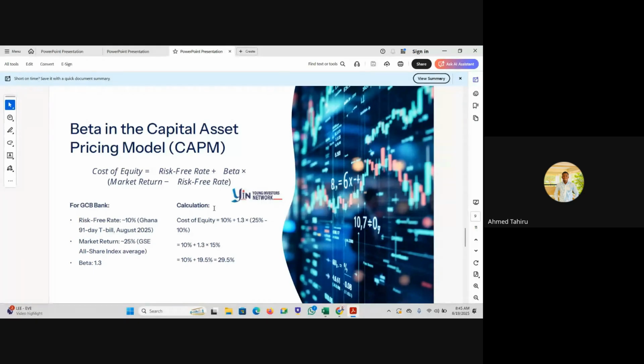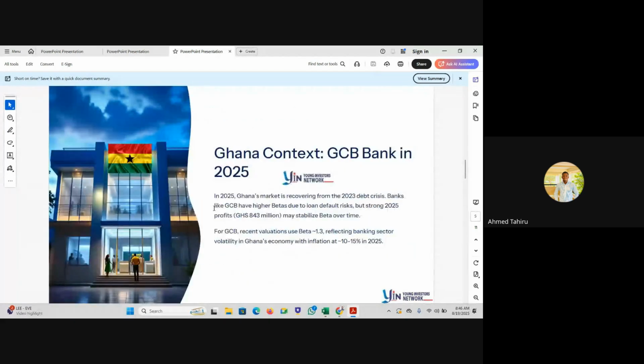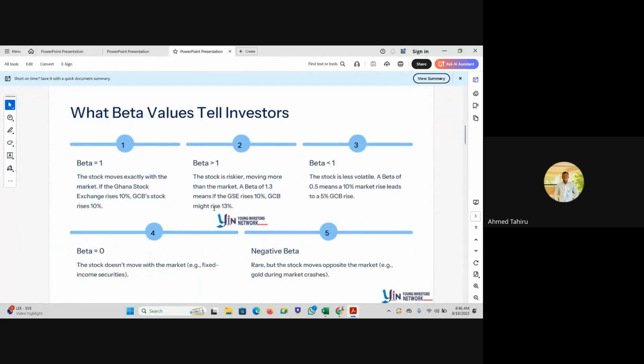Thank you. You're welcome. But the first one, I don't know whether I got it, if you can repeat it. Yes, I'm asking that, let's say the beta of GCB is 0.5. Can it also be risky because of government policies or liquidity issues?